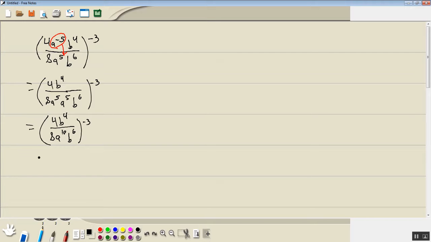So now let's start looking at the fraction itself. 4 and 8 both divided by 4. 4 divided by 4 is 1, so that goes away. And 8 divided by 4 is 2. A to the 10th, b to the 6th.